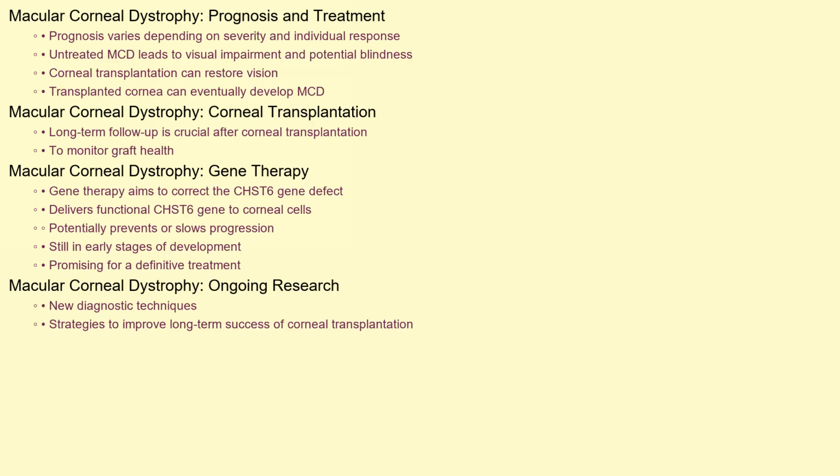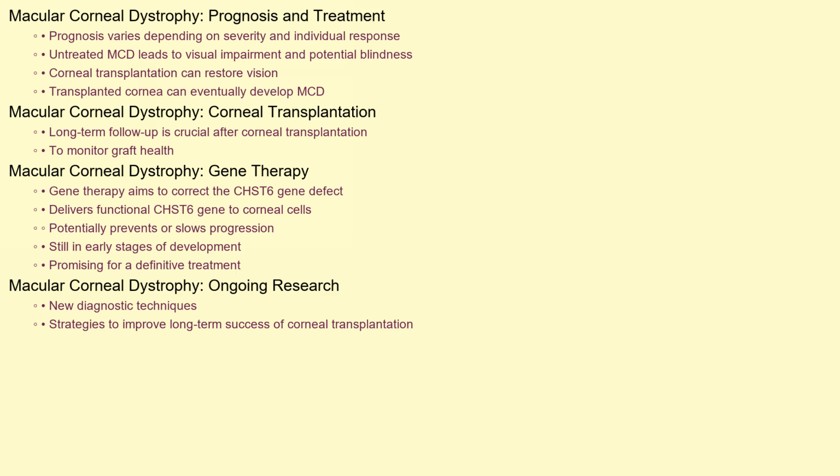The prognosis for macular corneal dystrophy varies, depending on the severity of the disease and the individual's response to treatment. Without treatment, the condition typically progresses, leading to significant visual impairment and potential blindness. Corneal transplantation can often restore vision, but it's important to note that the transplanted cornea can also eventually develop MCD, although this may take many years. Therefore, long-term follow-up is crucial to monitor the graft health.